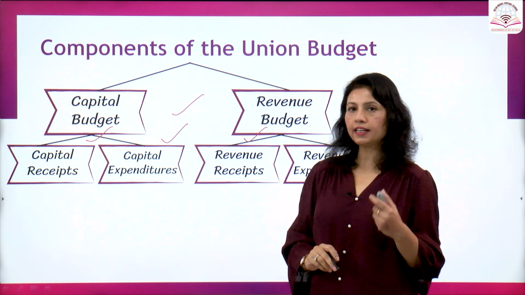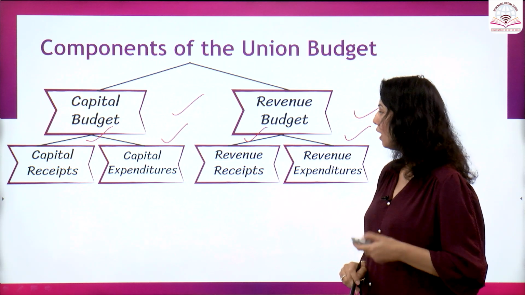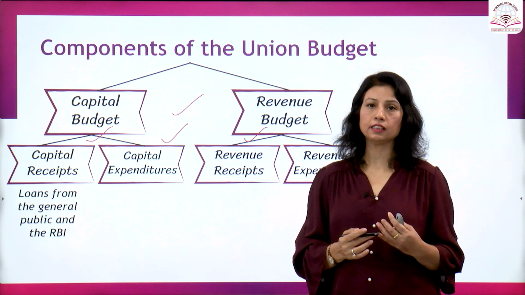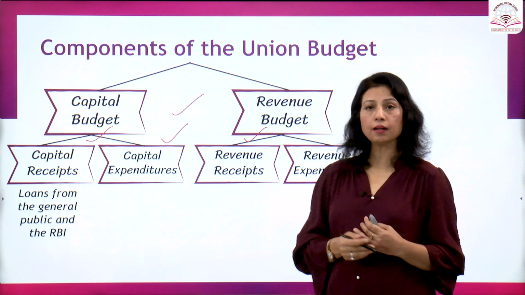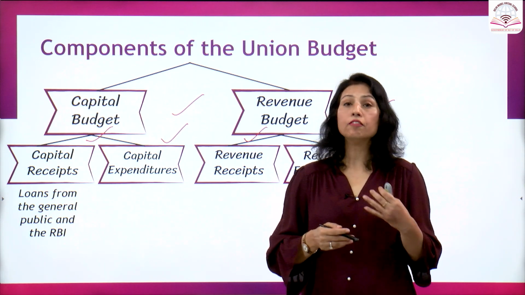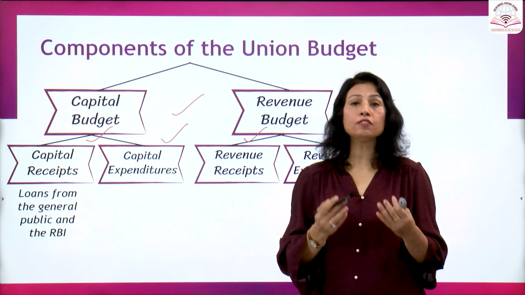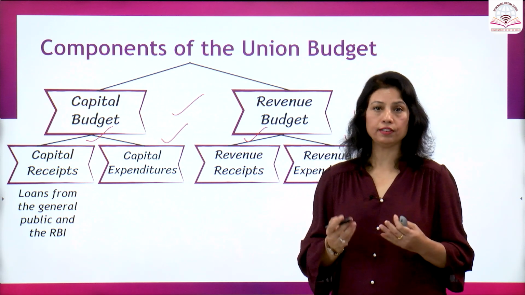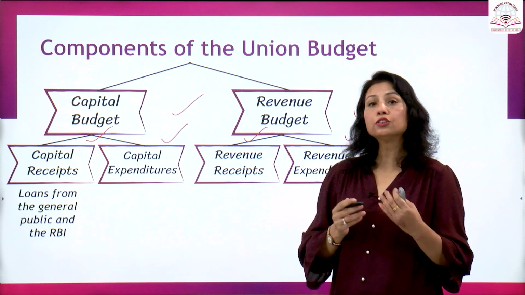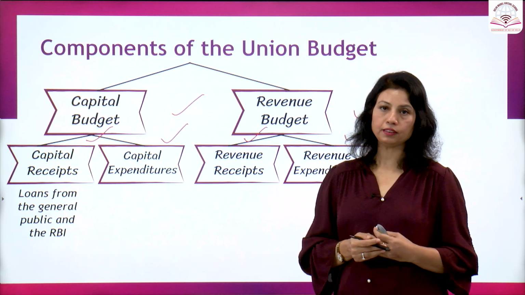Let's understand this in detail. Capital receipts are non-recurring receipts such as loan from RBI. Another example is disinvestment, where government sells off its asset to generate revenue. The purpose is to reduce financial liability.